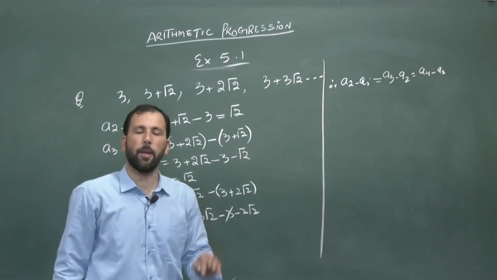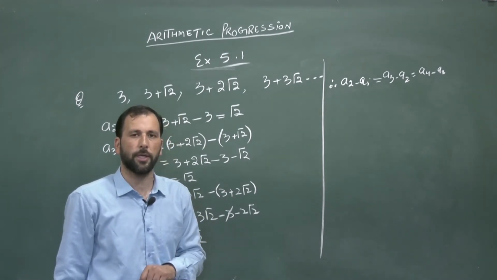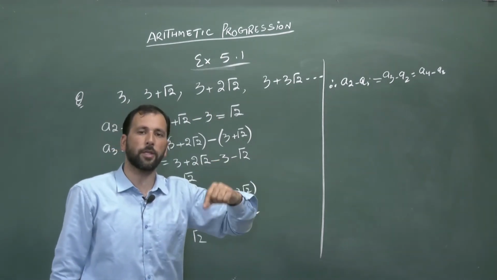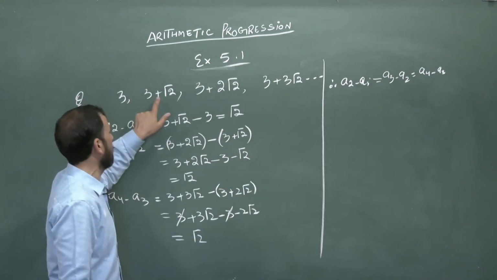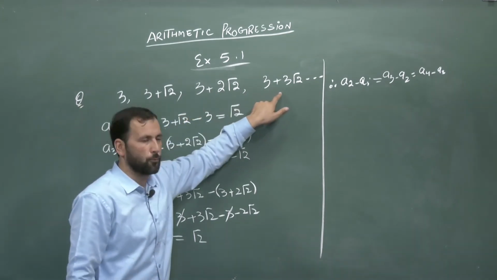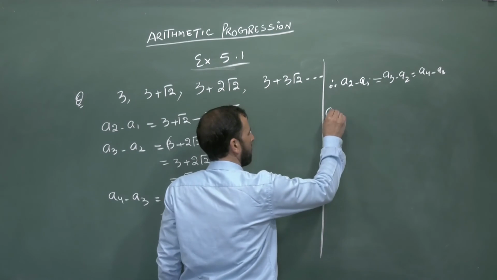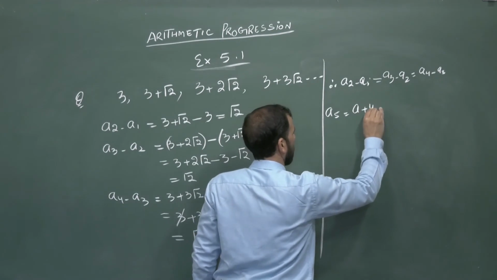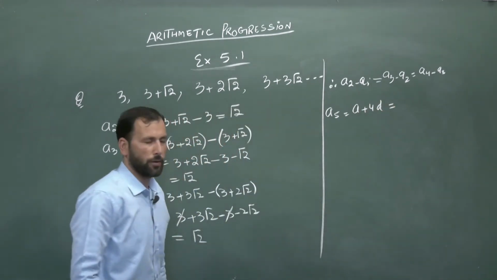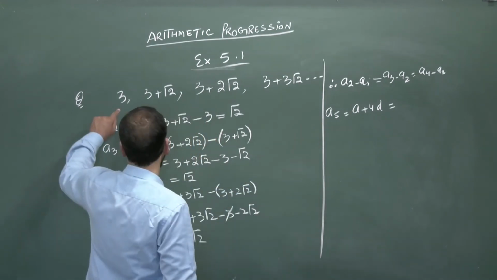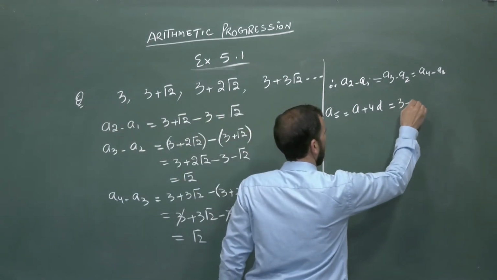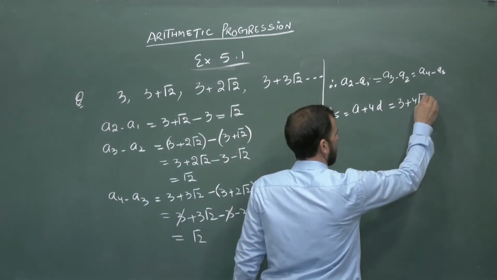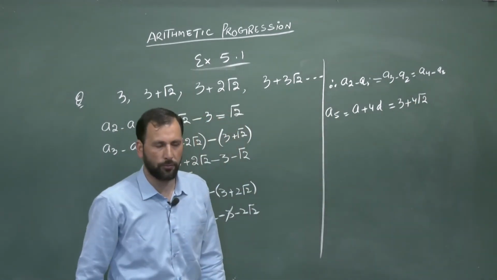When the common difference is the same everywhere, then the given list of numbers is said to be an AP. Then, if the given list of numbers is an AP, find the next 3 more terms. So we have a1 given, a2 given, a3 given, a4 given. Now we have to find a5, which is equal to a plus 4d. We can write it as a, the value of a here is 3, plus 4. What is the value of d? That is equal to square root 2 everywhere.